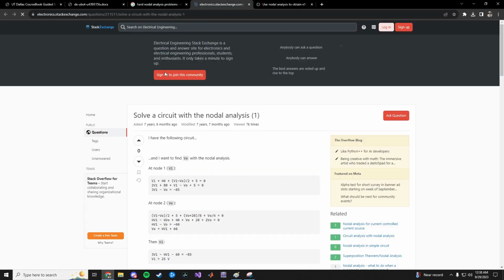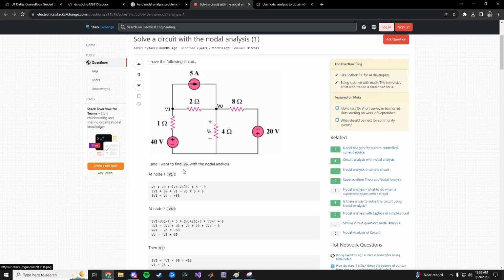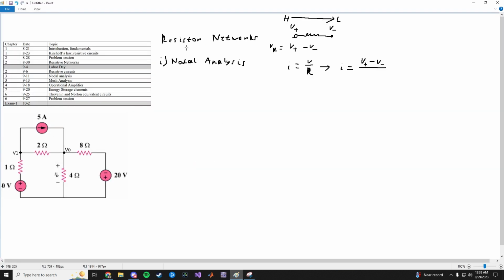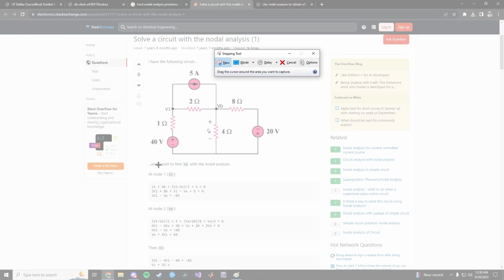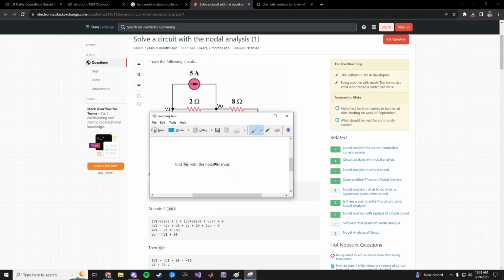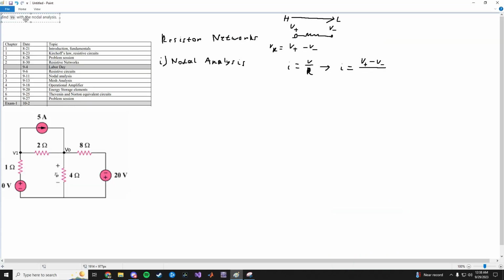And we're supposed to find V0 using nodal analysis. Alright, so V0 is this node right here. First thing, we have to define our ground. I'll choose it to be here. Then now we write the currents.